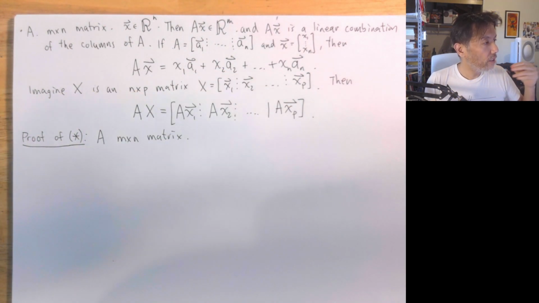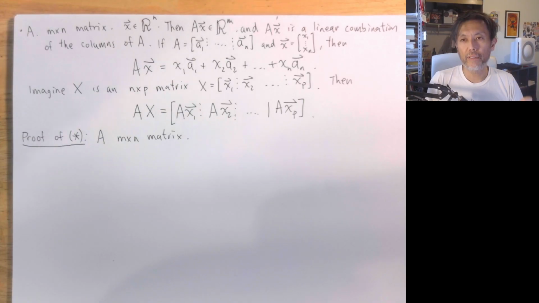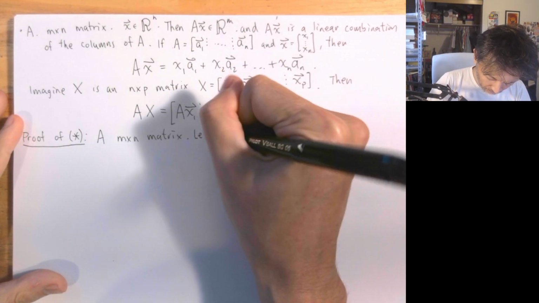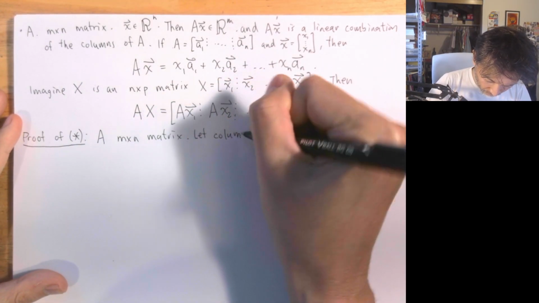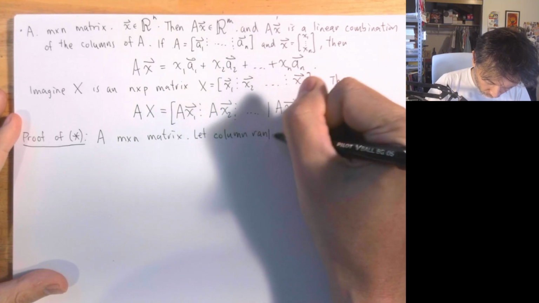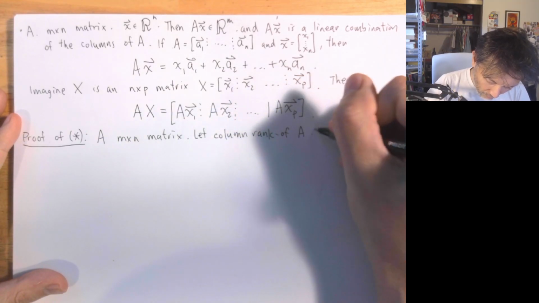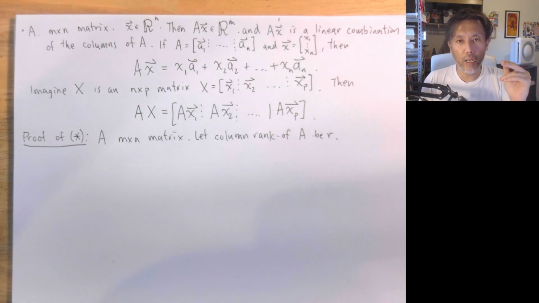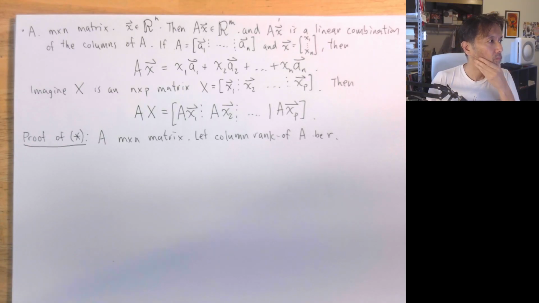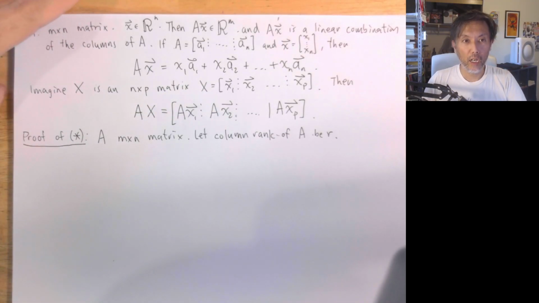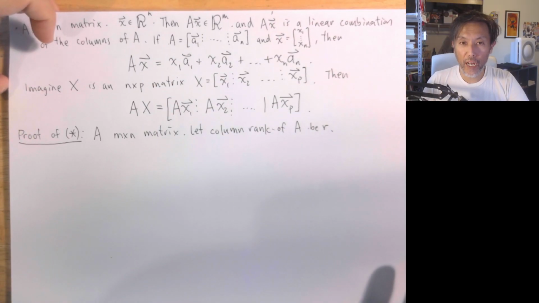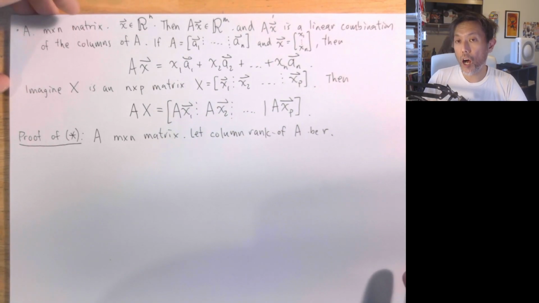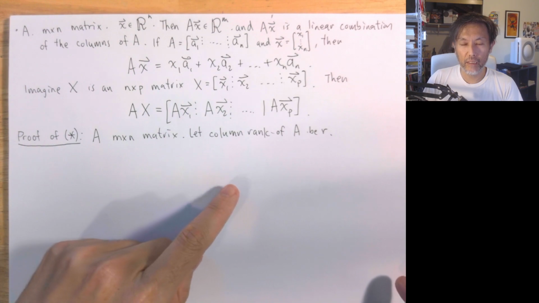And we are going to let the column rank of A be r. Okay? So small r is going to denote the column rank of A. Now, let's define a basis for the column space of A.